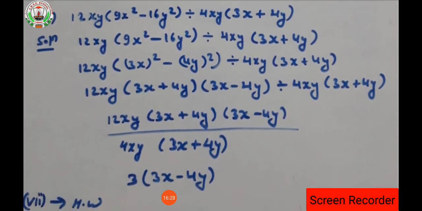So question number 5, that is the fourth and fifth parts, as well as the seventh part, is your homework. So dear students, please try to do it as homework. Clear everyone? Thank you everyone.